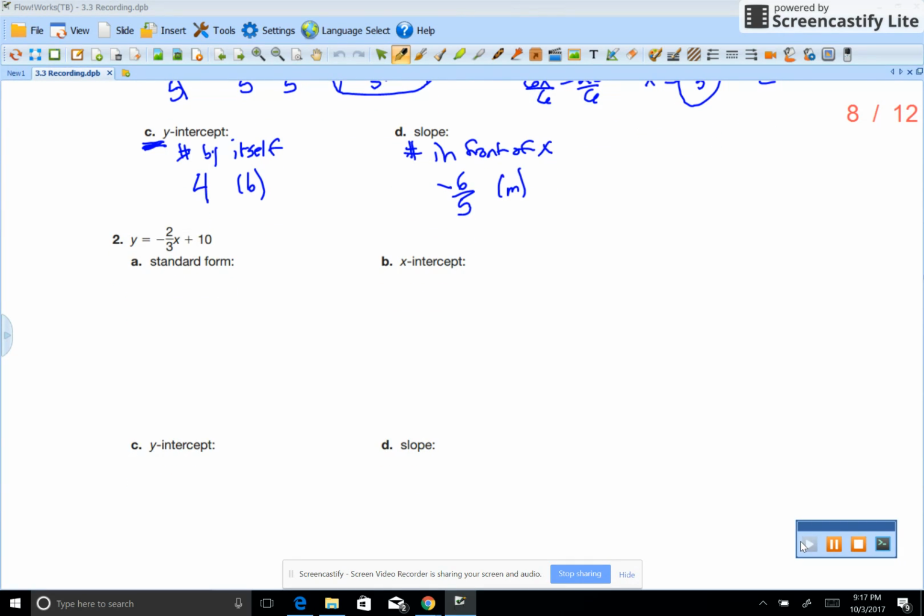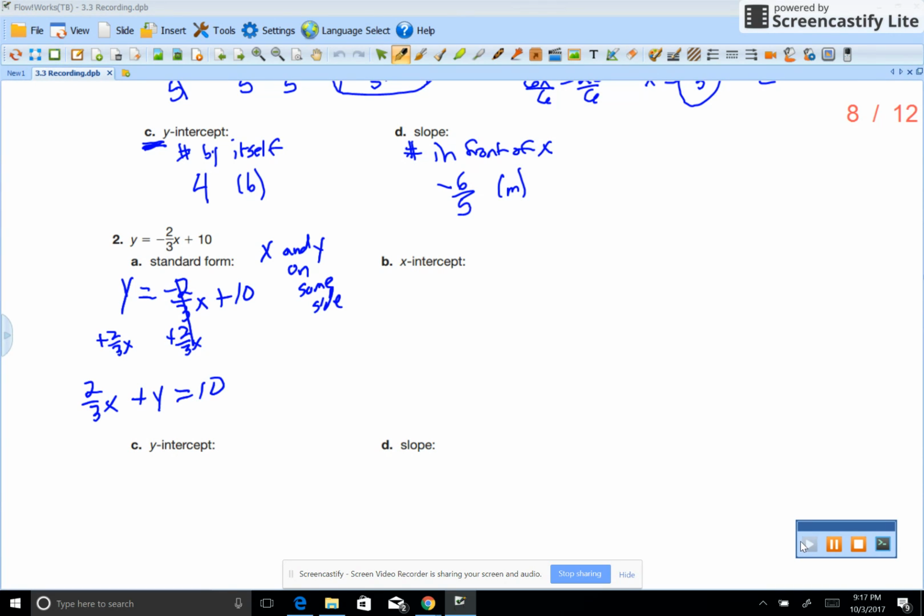Okay. Now if we have something in slope intercept form, but we want to get it to standard form, that means we want the x and the y on the same side. So if we write this equation out, y equals negative 2/3 x plus 10, I want to get the x and y on the same side. That's standard form. To do that, I'm going to add 2/3 x to each side. Make sure the coefficients, the numbers in front of the variables, and the variables stay together. So you get 2/3 x plus y equals 10.